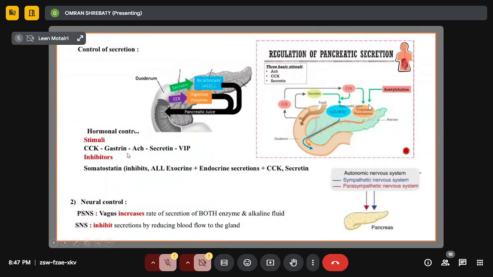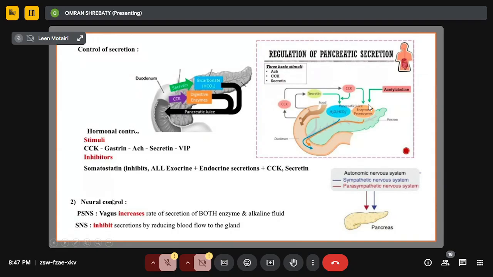So again, as a quick recap of the hormonal control, stimulation is via what? CCK, gastrin, acetylcholine, secretin, and VIP. The inhibitors will be what? Somatostatin. We should always remember somatostatin is going to inhibit all of this. Somatostatin itself is going to inhibit the CCK and it's going to inhibit the secretin.